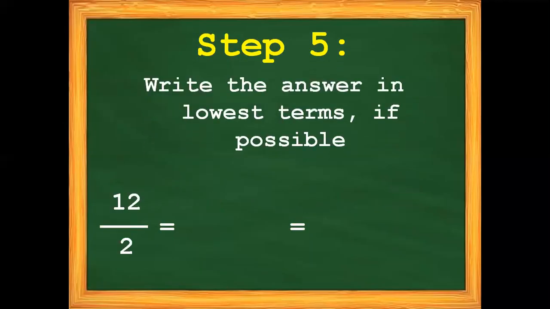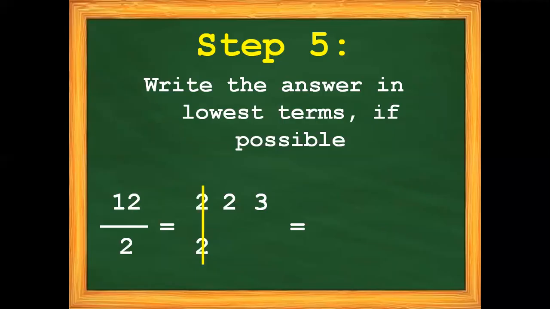Step number 5, write the answer in lowest terms if possible. So we have 12 halves. So what are the prime factors of 12? So of course we have 2 times 2 times 3. And how about 2? So the prime factor of 2 is 2. So after giving the factors of the two numbers, we have to cancel their common factors or their GCF. So in this case, the GCF of 12 and 2 is 2.